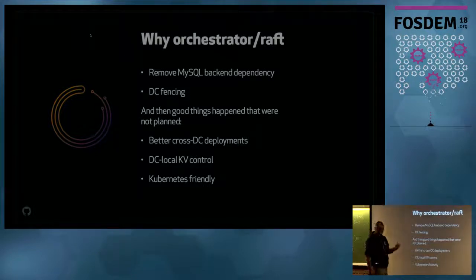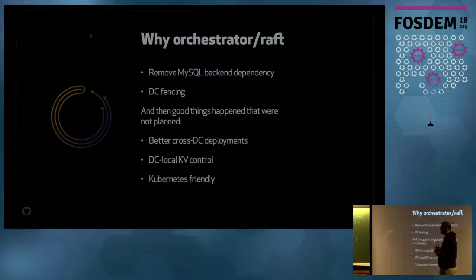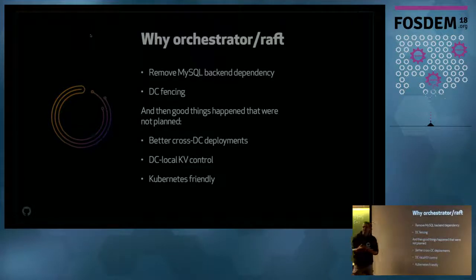I guess the premise to this discussion is that Orchestrator manages the high availability of our MySQL topologies. So we also want Orchestrator itself to be highly available. Because if it's down, it can't fail over our topologies. And until recently, the high availability of Orchestrator was based in itself on MySQL servers. How do I mean? So Orchestrator is an app that uses a relational backend store. So it used to use MySQL as its own backend server.